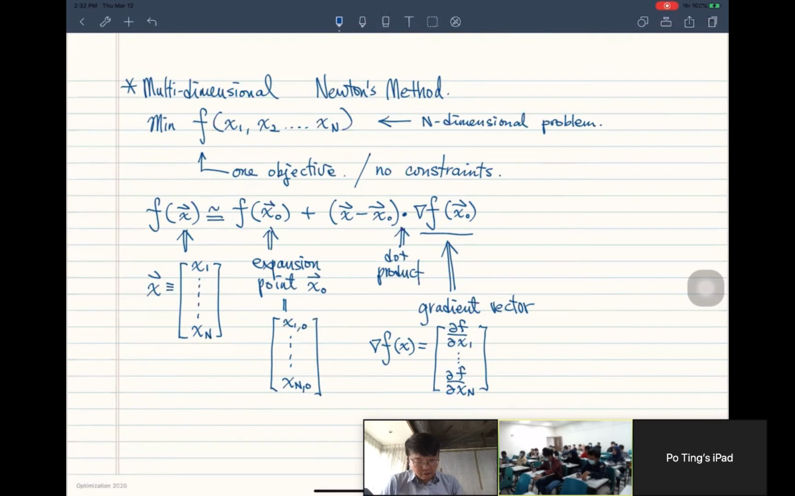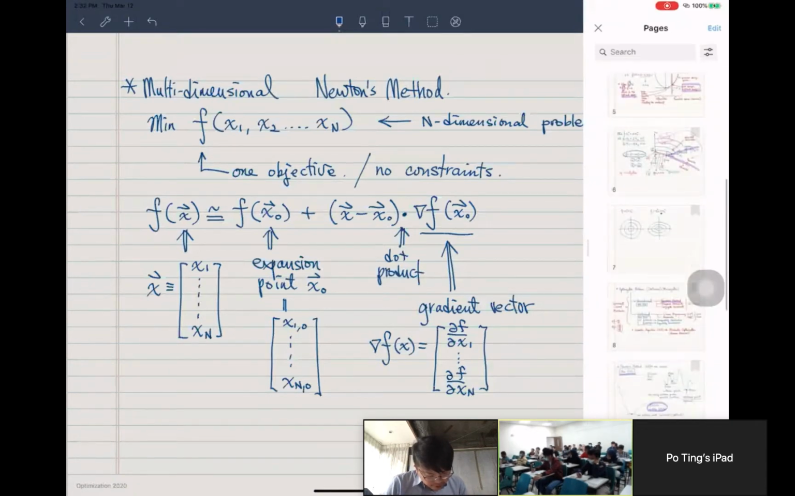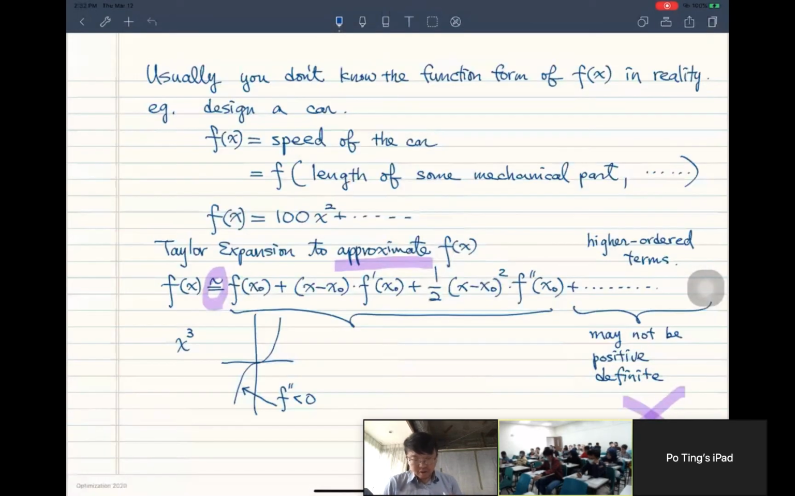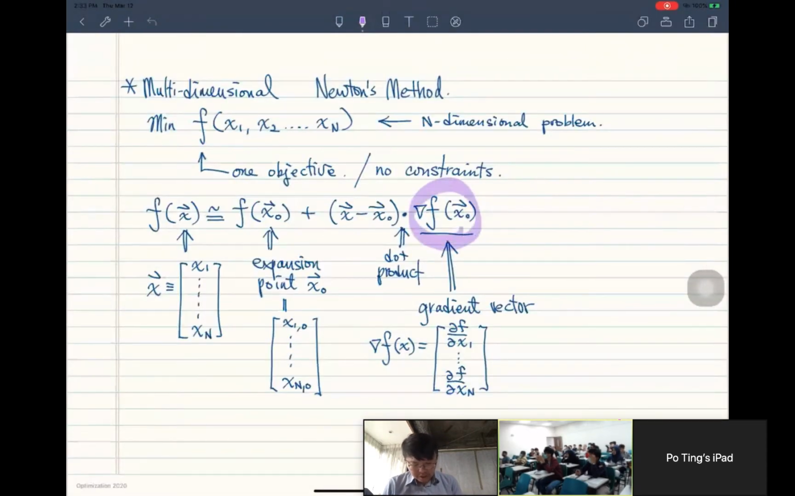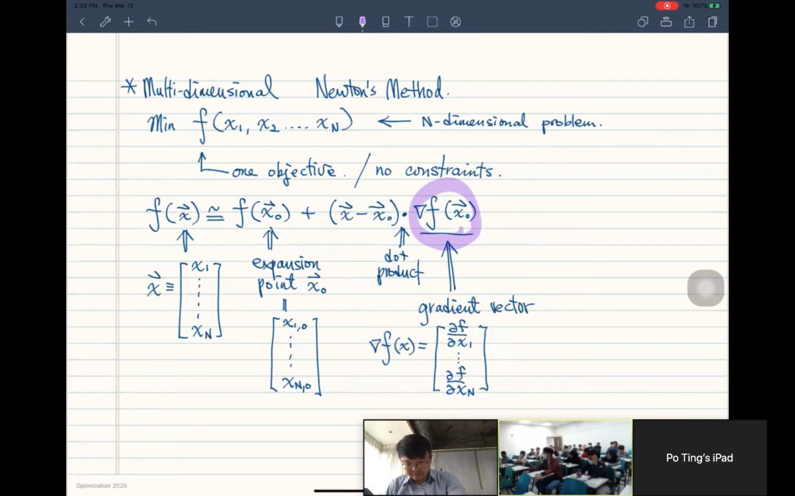So if we go back and check the Taylor expansion in the 1D case, where is Taylor expansion? Right here. Last time we did Taylor expansion with only the first order derivative, and then we plug in the expansion point, right? How about this time? This time we have the gradient here, basically a lot of first order partial derivatives, and we also plug in the expansion point. So after the derivative, we plug in the expansion point. So that's the first order term. How about the next one?